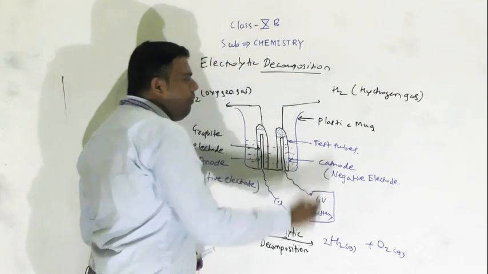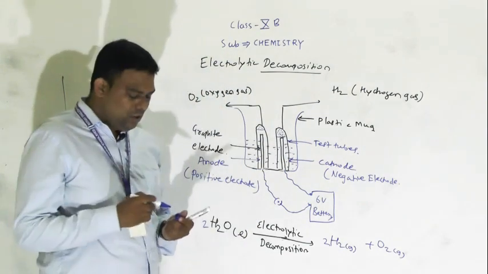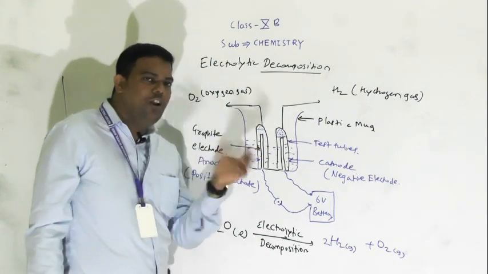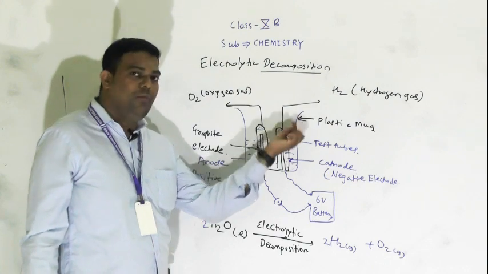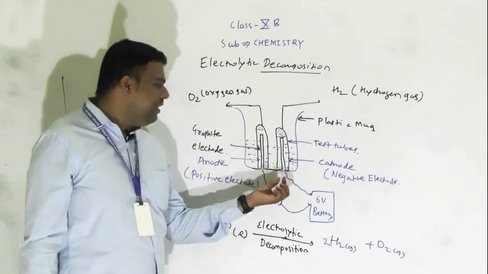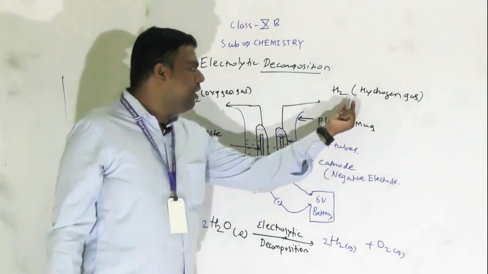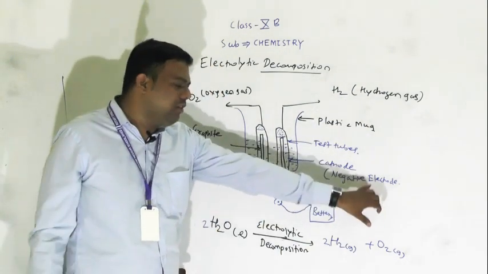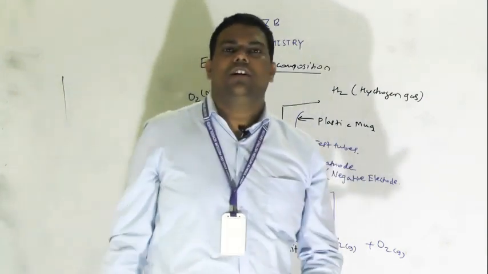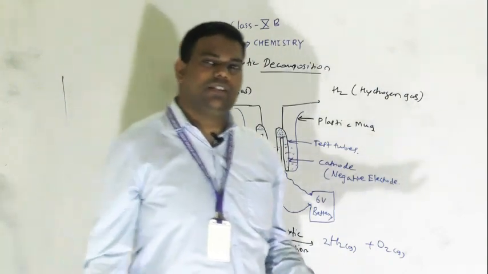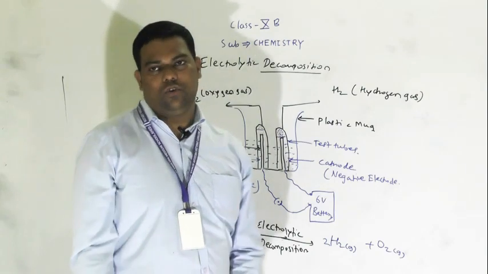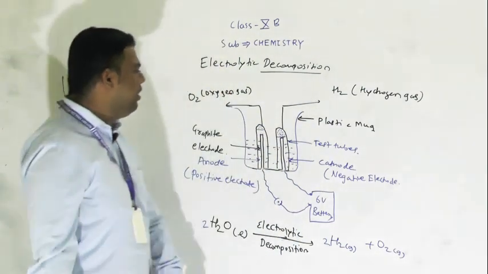Okay, now from this what do we conclude? See, the volume of hydrogen gas is double that of oxygen gas. So always keep in mind that hydrogen gas is collected at the negative electrode. Why the negative electrode? Because hydrogen is always H plus, so H plus has an affinity towards the negative electrode.